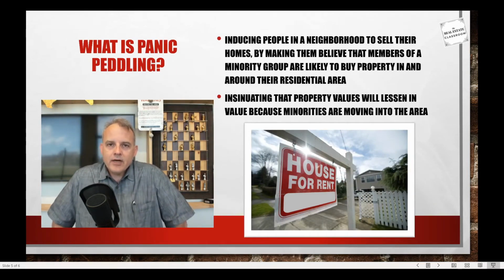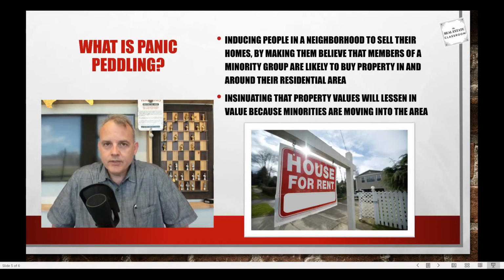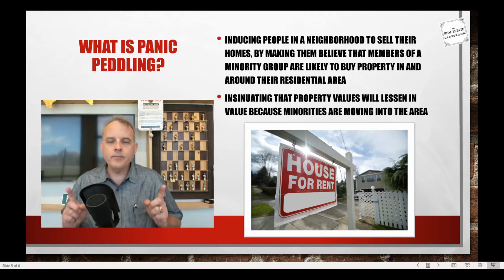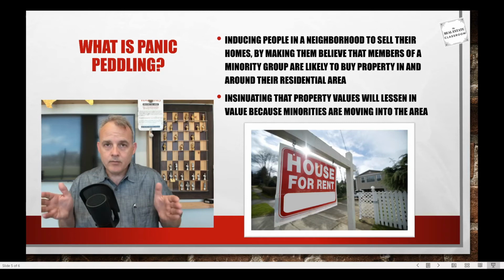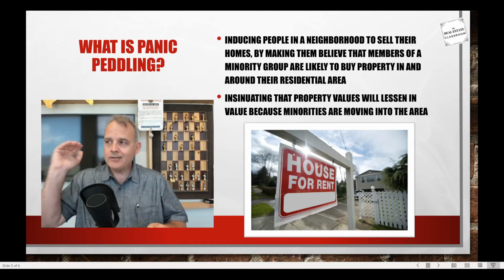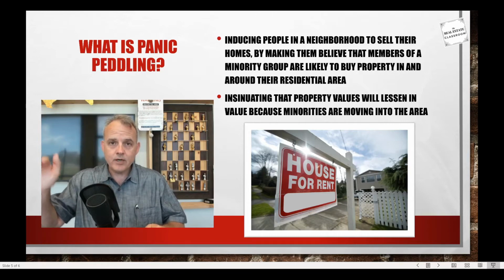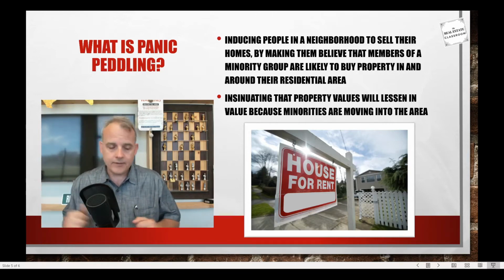Now, the third fair housing term that we have to know for the real estate licensing exam is what's called panic peddling. Now, it looks somewhat like blockbusting, but there are some distinct differences. Remember, blockbusting is telling people minorities are moving in, then I buy the property cheap and then resell it for a higher price, therefore making a profit.